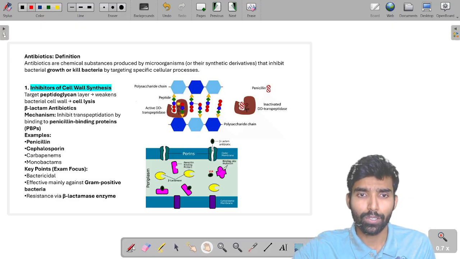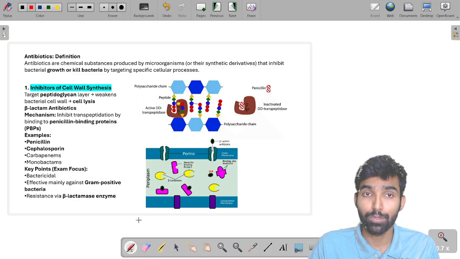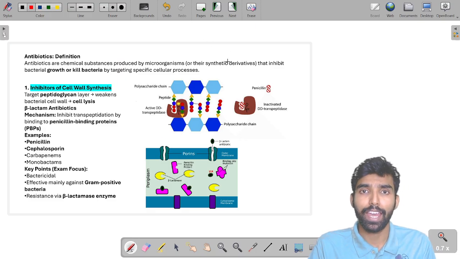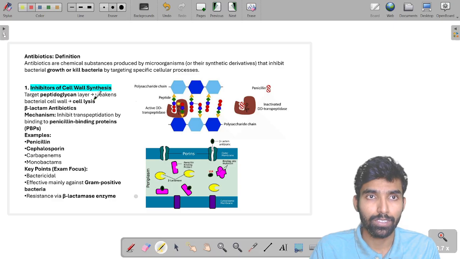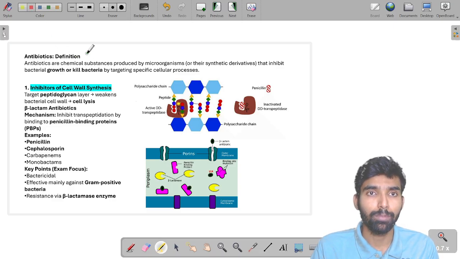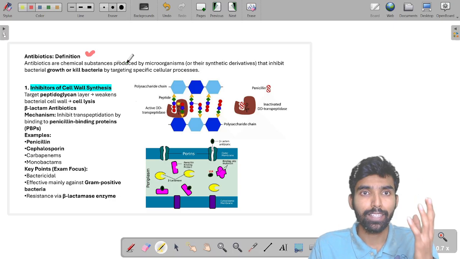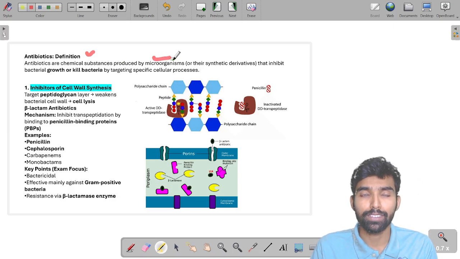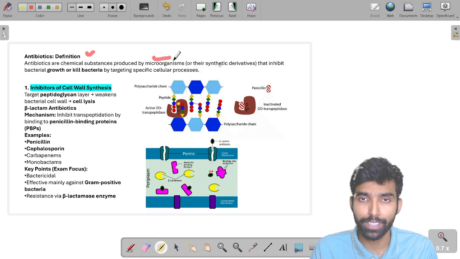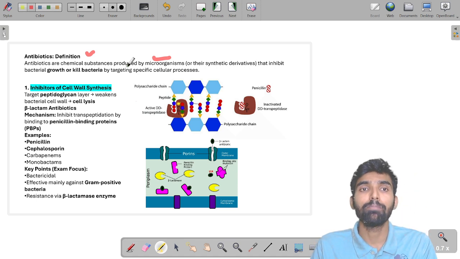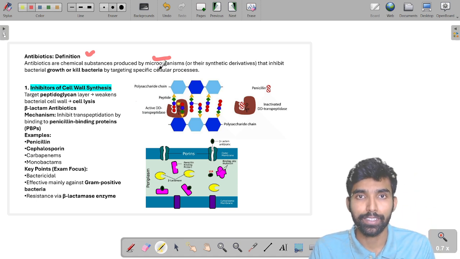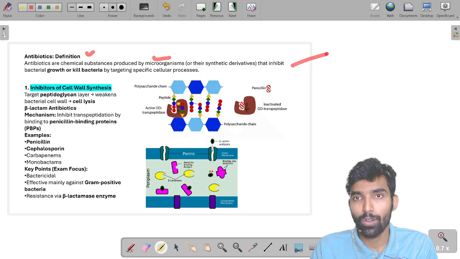What's the role of antibiotics? First we will start with the antibiotic definition. Antibiotics are chemicals. Okay, we'll proceed with this color. Antibiotics are chemical substances produced by microorganisms. Remember, it's produced by microorganisms, right? Or synthetic derivatives that inhibit bacterial growth or kill the bacteria. So let's say it can work as both.